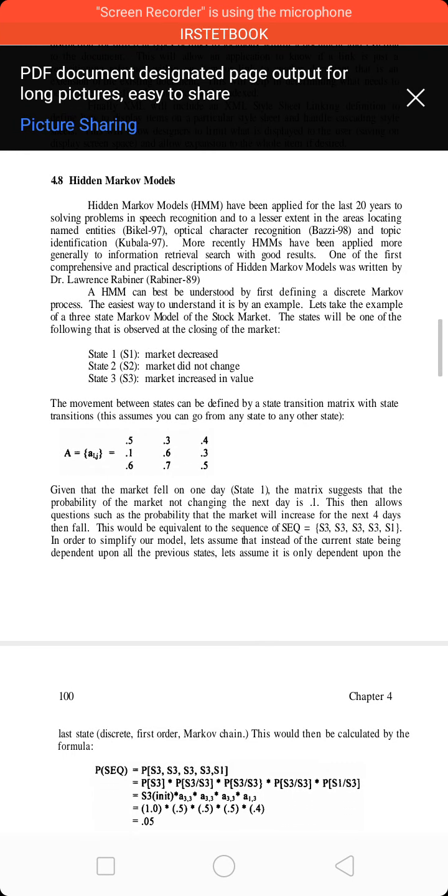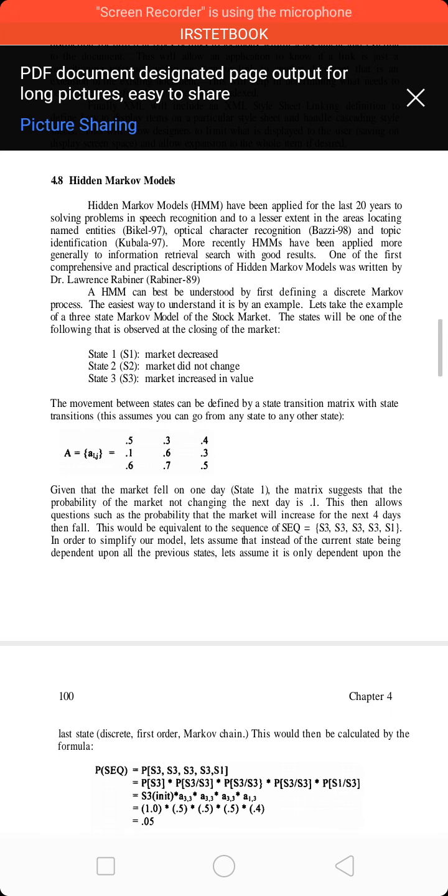Hello students, next we are having hidden Markov models. In this hidden Markov models, it is also named as HMM. It has been applied for the last 20 years for solving problems in speech recognition and, to lesser extents, in the area of named entity recognition.